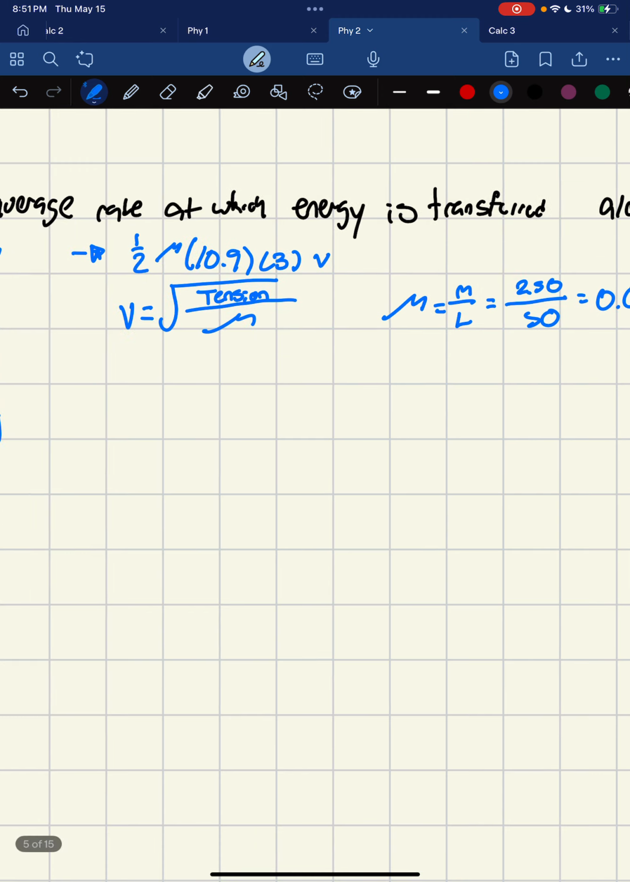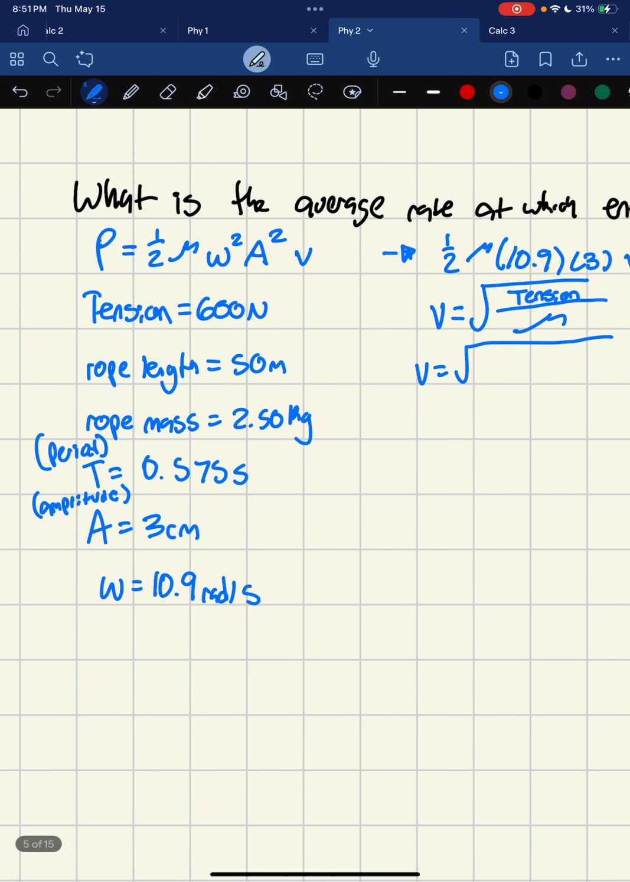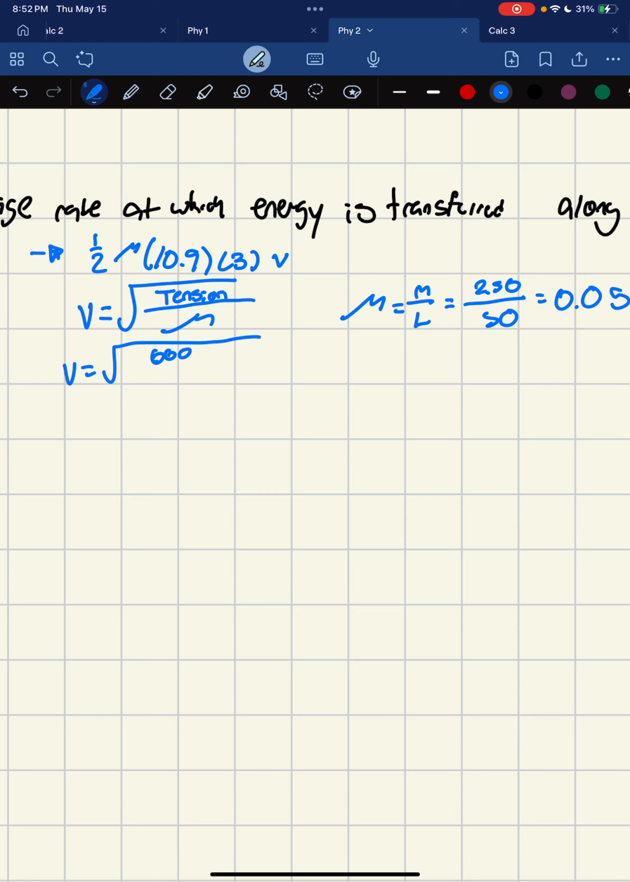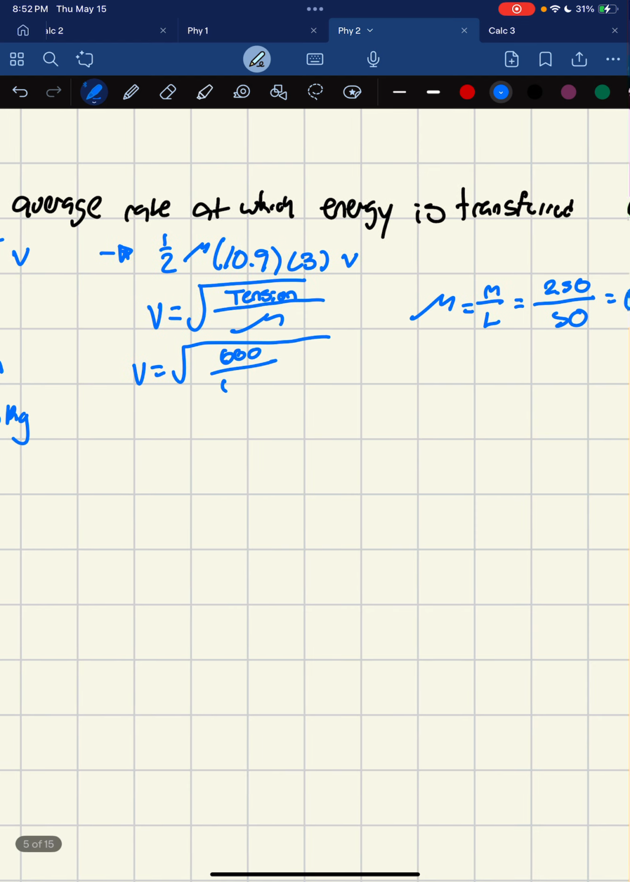Now to put that into my wave speed equation, I have my tension, which is 600, and I divide that by 0.05. I get 600 divided by 0.05, which is about 110, I'll round that, meters per second.